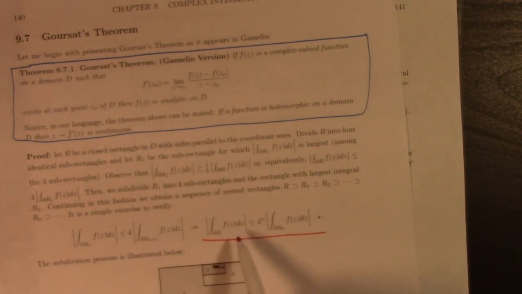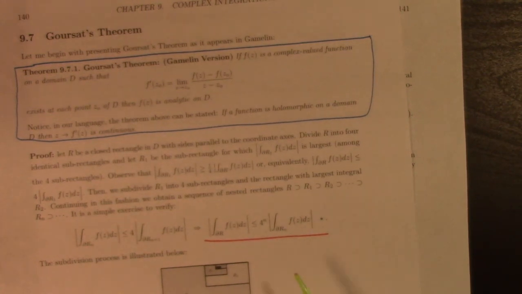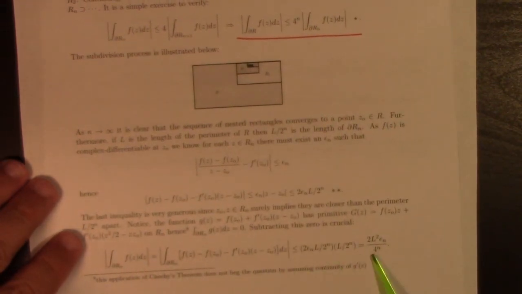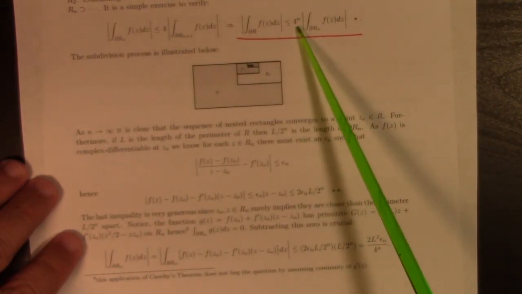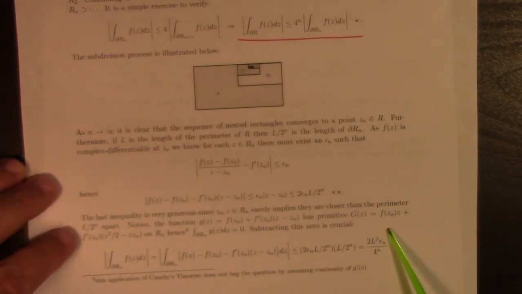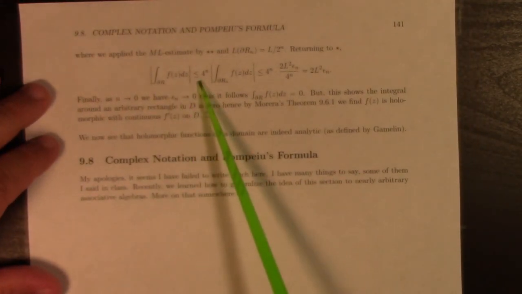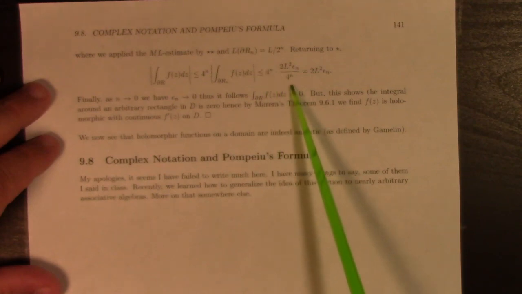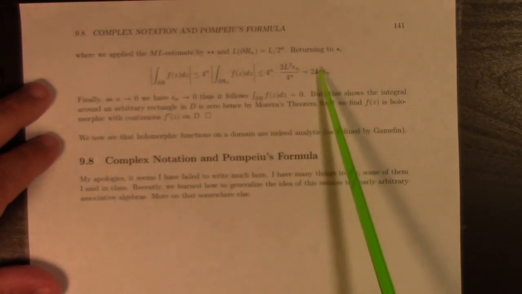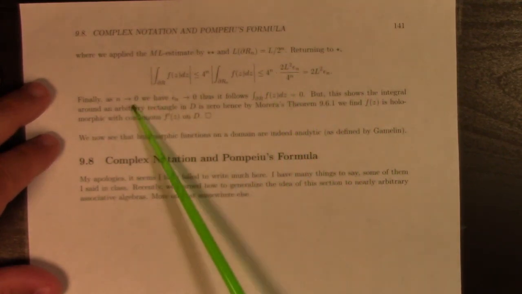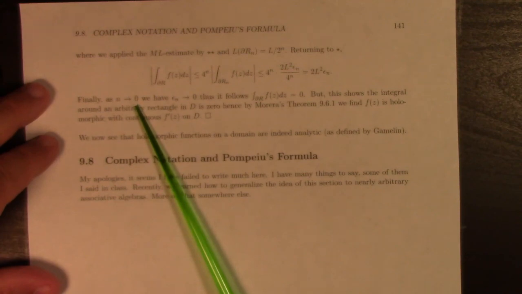So the integral over the rectangle is, because I figured out the bound on this is given by that. So I've got a 4 to the n here, and I got a 4 to the n there, but they cancel, right? And we are left with the integral around the rectangle being bounded by 2L squared epsilon n. L squared is finite but harmless, and epsilon n can be made as small as you like.